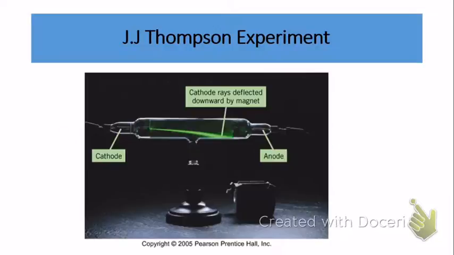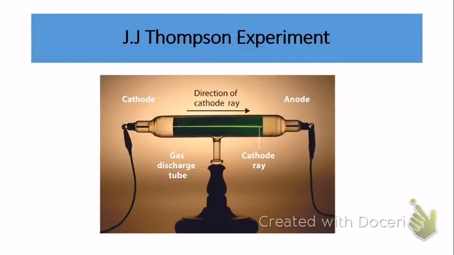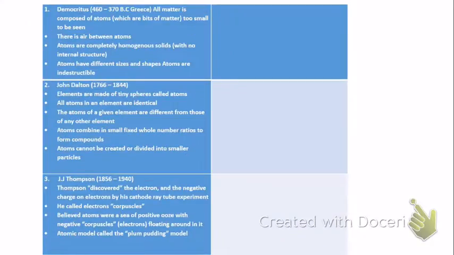So let's go back to our table here and look at J.J. Thomson. So again, J.J. Thomson is going to discover the electron with his experiment. He's going to call the electron corpuscles, but later we just refer to them as electrons.